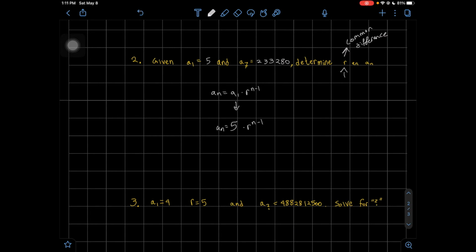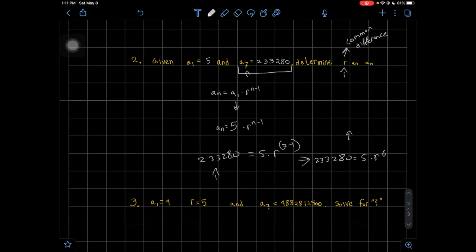So now we're going to do something similar to what we did in our last problem. We're going to substitute one of our given values in. So we're going to use a of 7. So we're going to have 233,280 equals 5 times, we're going to solve for r now, r to the power of n minus 1. Well, we use this number, and the n value was 7. So we're going to use 7 as our n. So we're going to have 7 minus 1 as our exponent. This just simplifies down to 233,280 equals 5 times r to the power of 6.